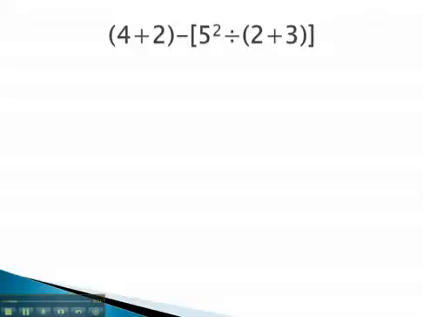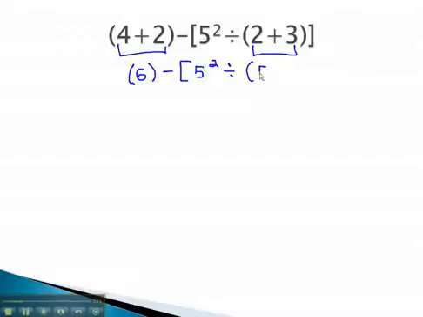In this problem, we see several sets of parentheses, the square ones and the curved ones. We will start with the innermost parentheses, which are both sets of curved parentheses. 4 plus 2 is 6, minus 5 squared divided by 2 plus 3 is 5.